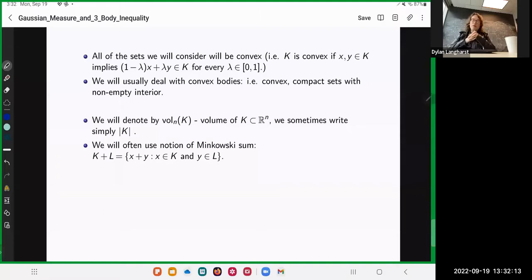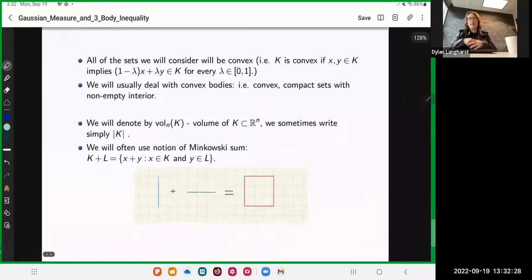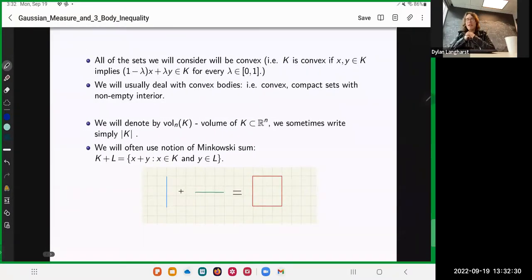Now, given two Borel sets, one can take their Minkowski sum, which is merely this pointwise vector sum. And it turns out the set of convex bodies is closed under Minkowski sum. As an example, if I have two line segments and I add them, I get a square. Technically, in this example, line segments aren't convex bodies because in R^2, they don't have a non-empty interior.